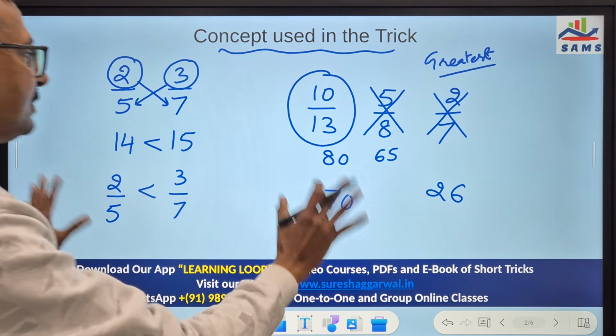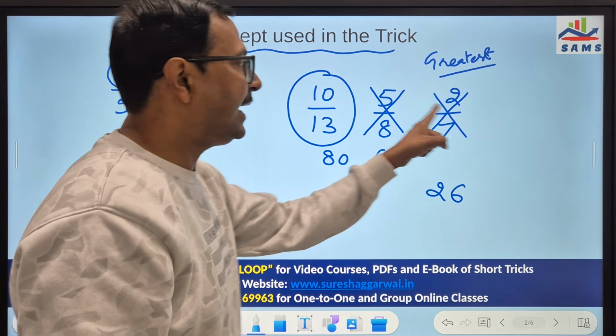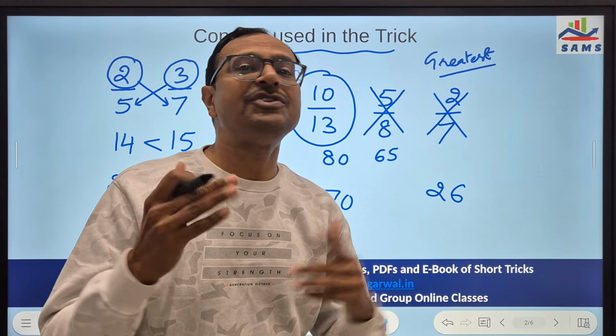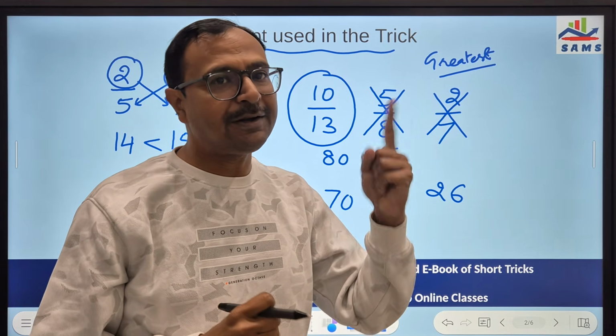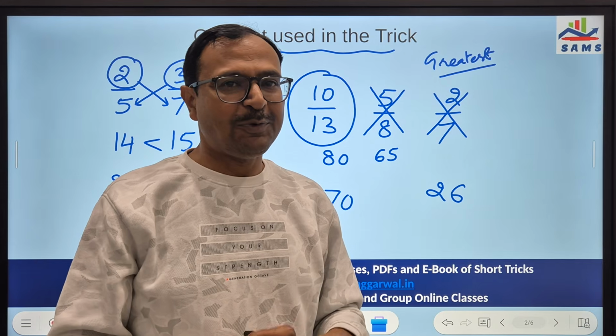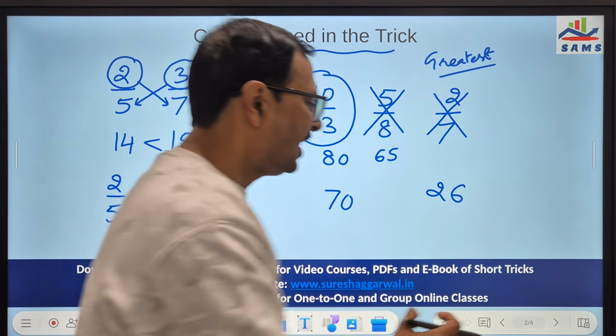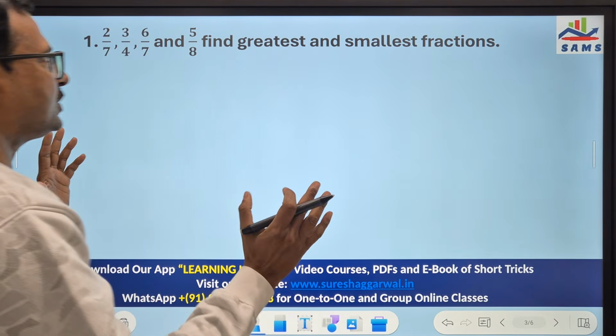Now this is the concept which I am going to use. This is called the elimination method. When you compare two fractions, eliminate the one which is not required. If you want to find the greater, forget the smaller. If you want to find the smallest, forget the greater. Okay, let's see how this can be applied to solve some questions.